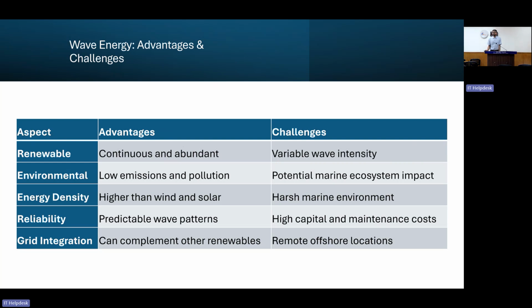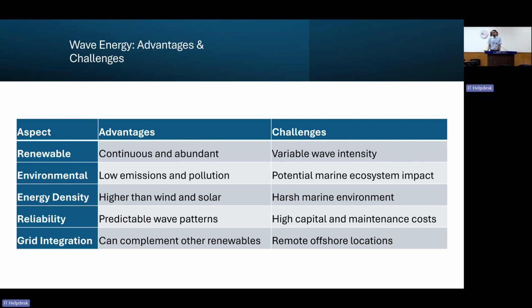than wind and solar, and with modern advanced technology we can predict the patterns of the wave energy, so we can consider wave energy one of the reliable kinds of technology. Okay, and there are certain perspectives of its integration with the conventional grid.